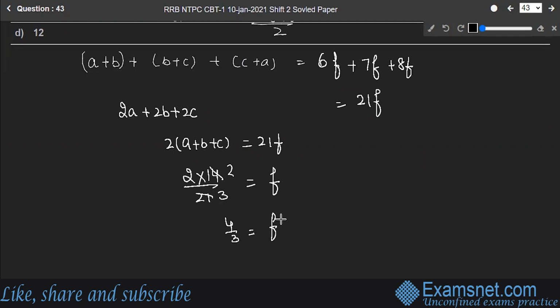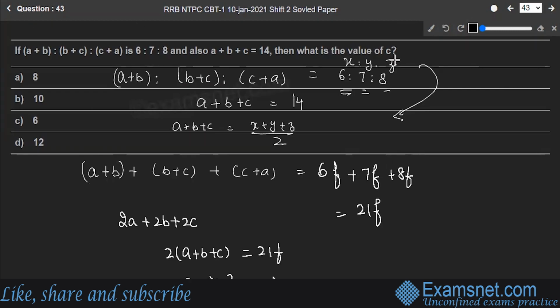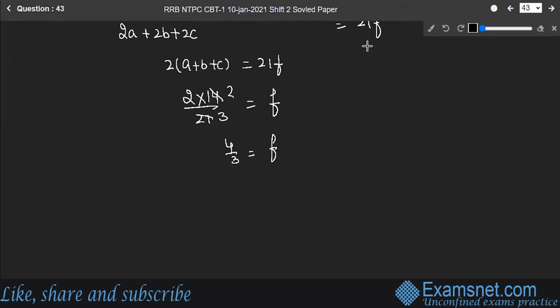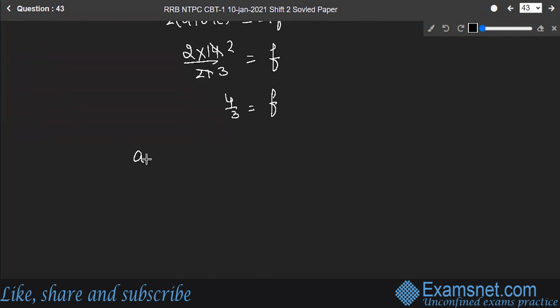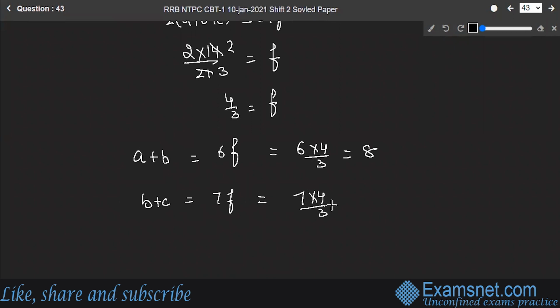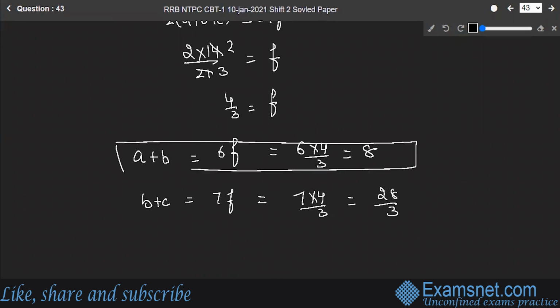F is equal to 4 by 3. Now what we had to find out? We had to find out the value of C. Also one thing more, that A plus B was equal to 6F. So 6 into 4 by 3, which is equal to 8. Also B plus C was equal to 7F, which would be equal to 7 into 4 by 3, that is equal to 28 upon 3. Actually, I can calculate C from this equation only.